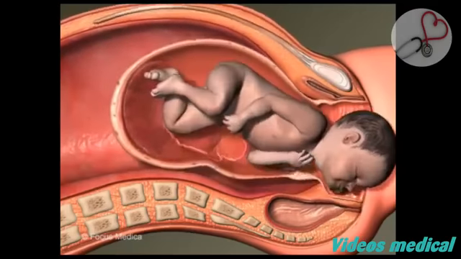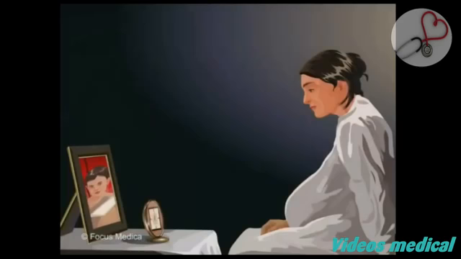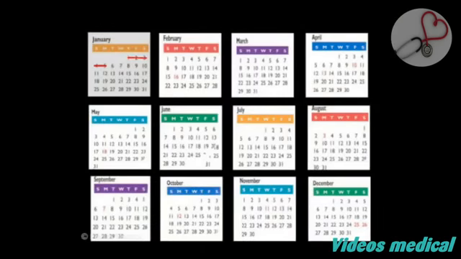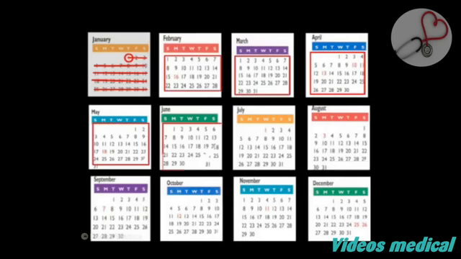The birth of the baby is called parturition, and the expected date of delivery is calculated by adding 280 days from the first day of the last menstrual period, pregnancy month.